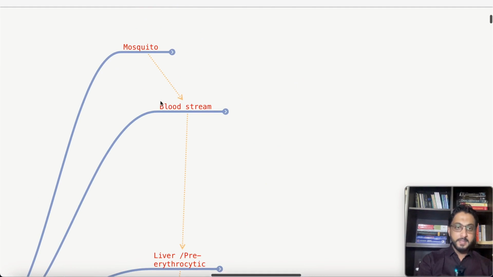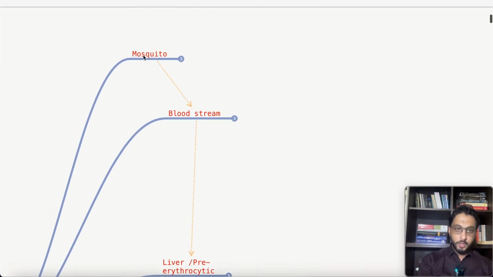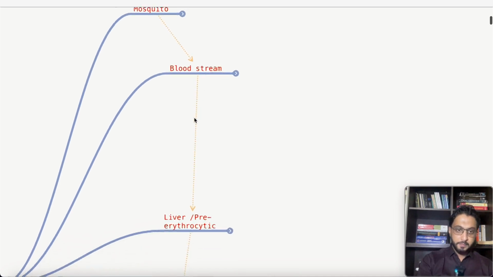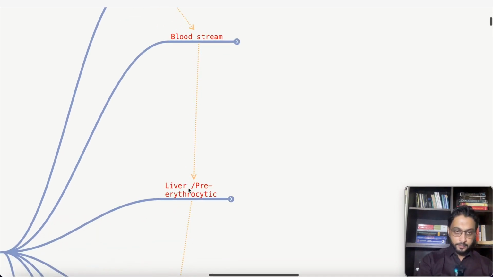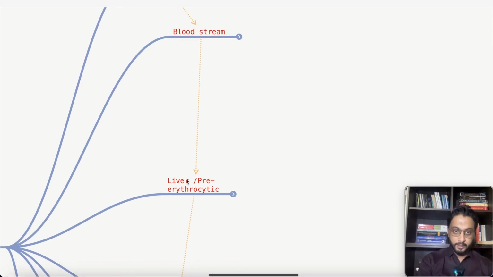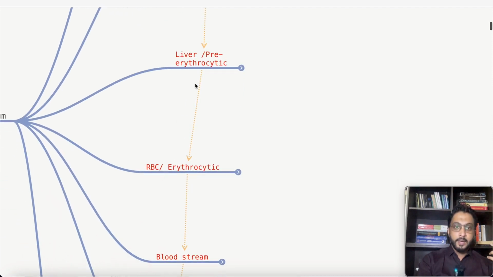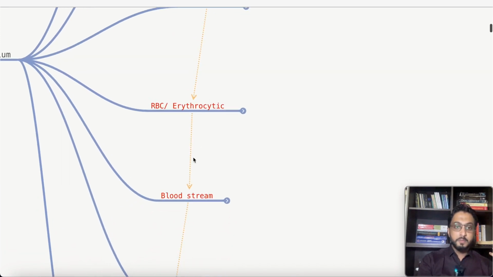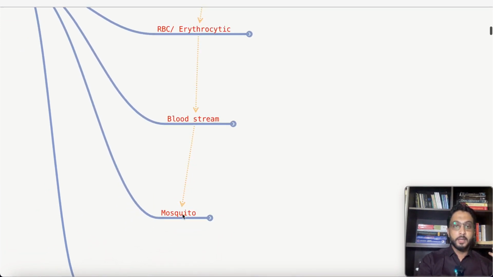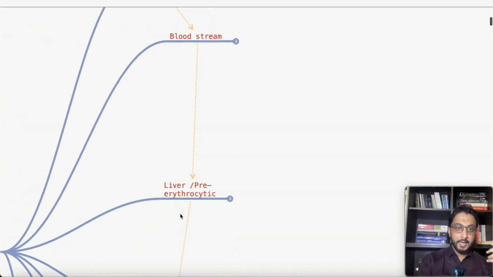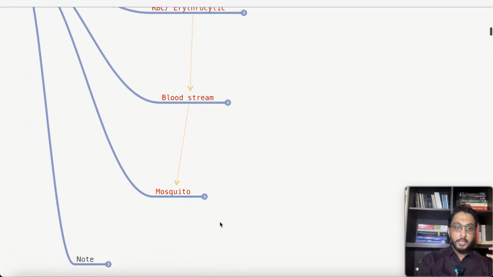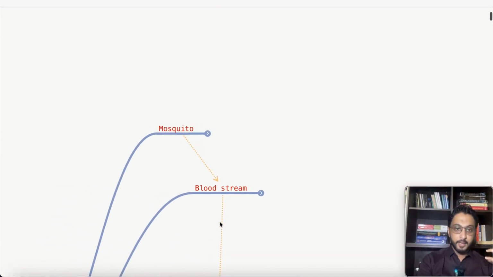Don't worry, it's not at all complicated. The mosquito comes and bites the human, and the organism goes into the human bloodstream. From there it goes into the liver, and that is called the pre-erythrocytic stage, that is, before entering the erythrocyte, in the liver. Then it enters the erythrocytes or RBCs, which is called the erythrocytic stage. From there it goes back to the bloodstream, is taken away by the mosquito, and bites another person, and this cycle continues. This is the life cycle you have seen already.